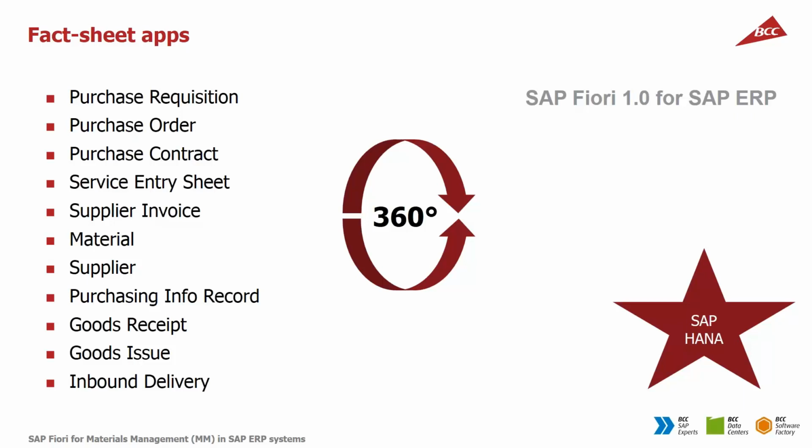invoices for POs. The available fact sheet apps are as follows: purchase requisition, purchase order, purchase contract, service entry sheet, supplier invoice, material, supplier, purchasing info record, goods receipt, goods issue, and inbound delivery. So as you can see, there are documents as well as some master data objects. It is also important to note that fact sheet apps are delivered with SAP Fiori 1.0 for SAP ERP add-on that is installed additionally on SAP instance.